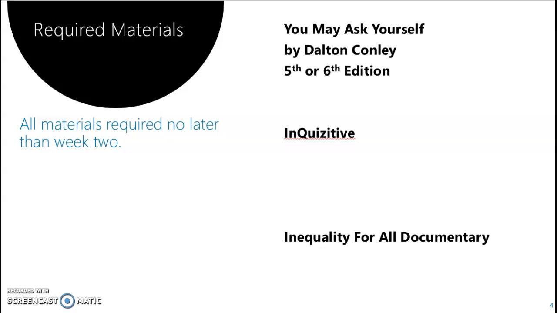The other required material that we have in this class is a feature documentary called Inequality for All. This is available on Netflix, streaming, for free if you have a subscription. Otherwise, you can rent it on Amazon for $3.99. It is also available in most public libraries to borrow, and it is also on Course Reserve for our course in the Ohlone College Library.